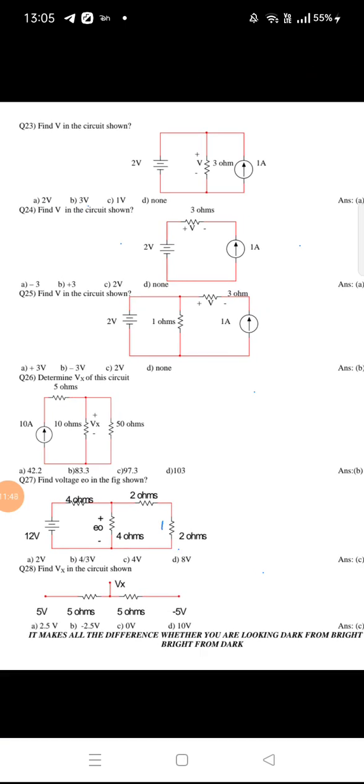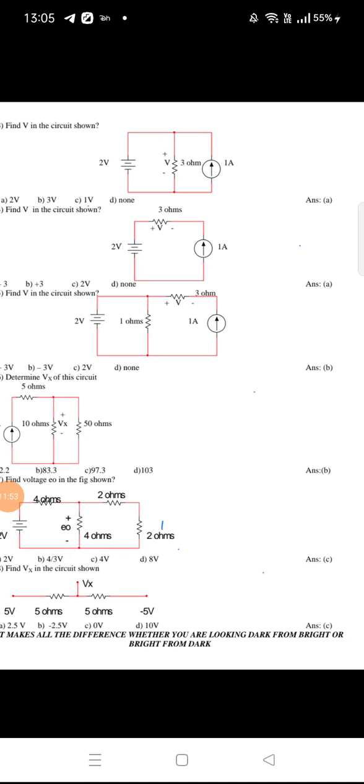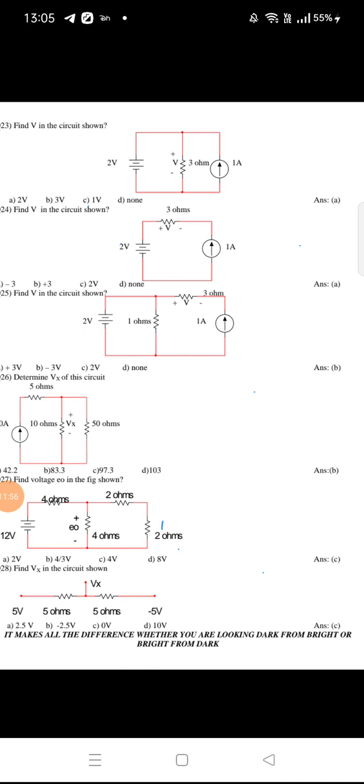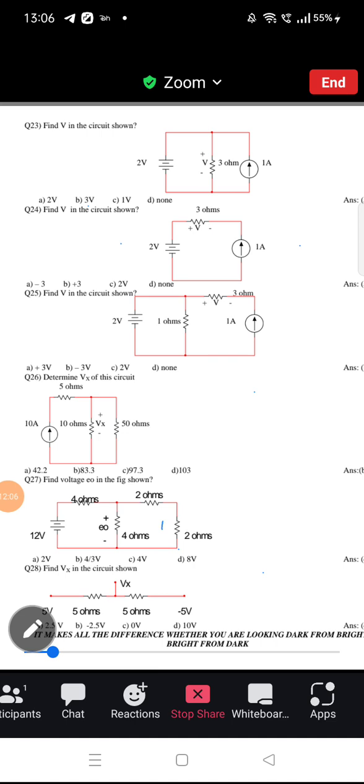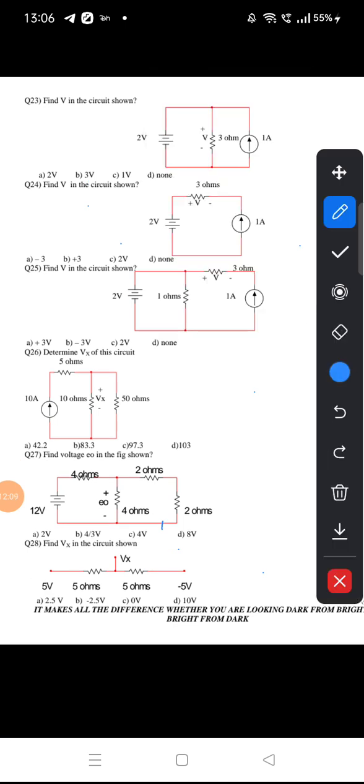Next, find the voltage in the circuit shown in the figure. See here, our aim is to calculate the voltage across the 3 ohm resistor. We already know that in parallel the voltage is the same, right? Across the resistor also the polarities will be the same as the supply polarities. Here the polarities are plus minus, here the polarities are also plus minus, right? Both are the same. Then in parallel the voltage is the same, so the voltage across the 3 ohm resistor is 2 volts, that is the answer.